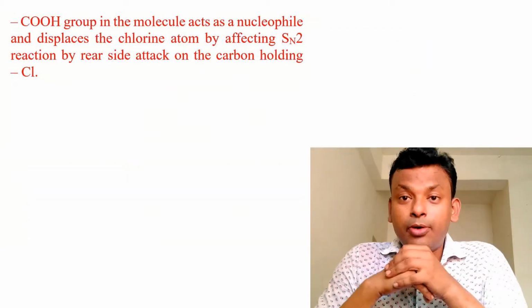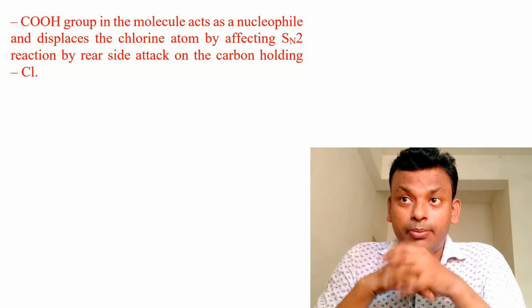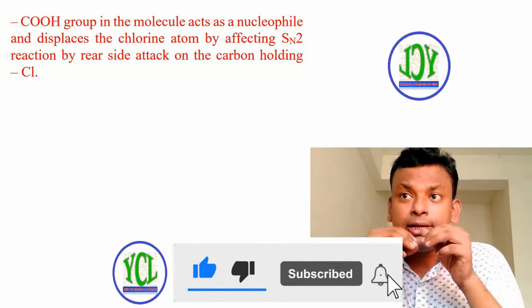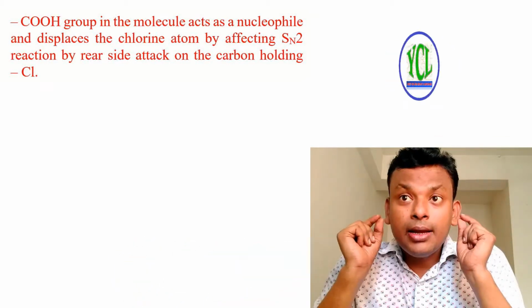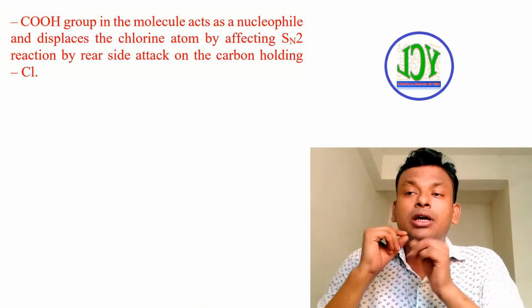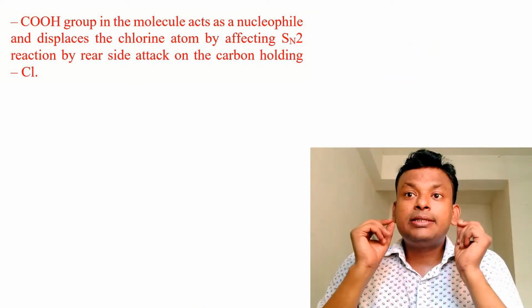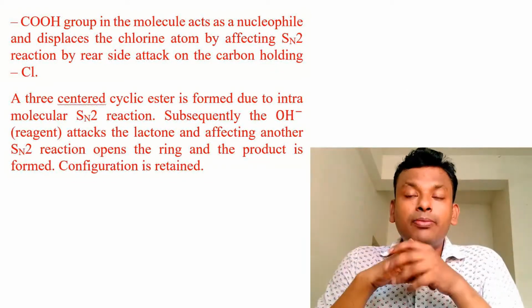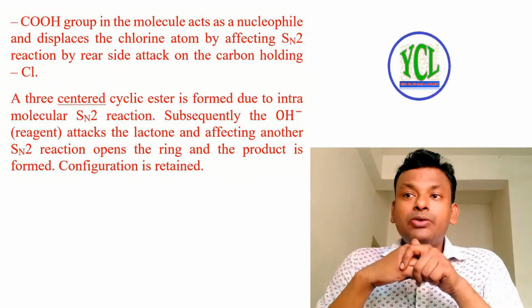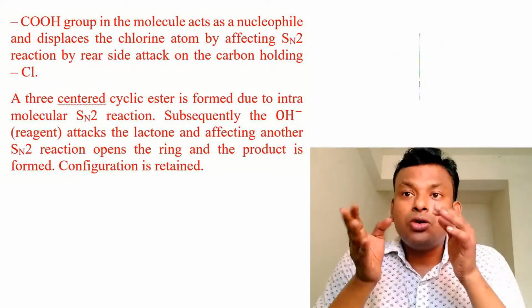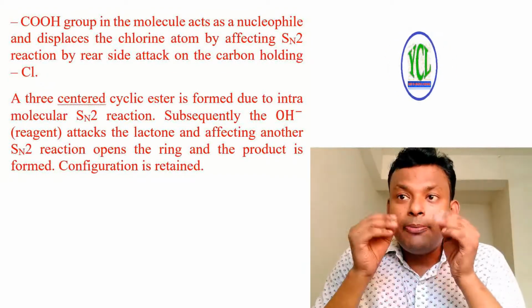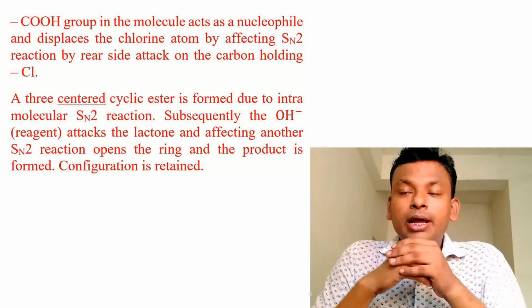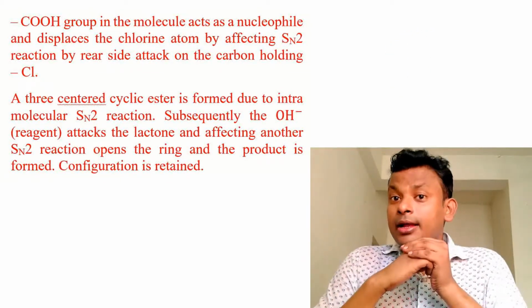The COOH, that is the carboxylic acid group in the molecule, acts as a nucleophile and displaces the chlorine atom by effecting an SN2 reaction from the rear side, that is the back side attack on the carbon holding Cl, and a 3-membered cyclic ester is formed. Due to this intramolecular SN2 reaction, and subsequently OH negative attacks the lactone, effecting another SN2 reaction, the ring opens and the product is formed. The configuration is retained, as shown in this reaction.